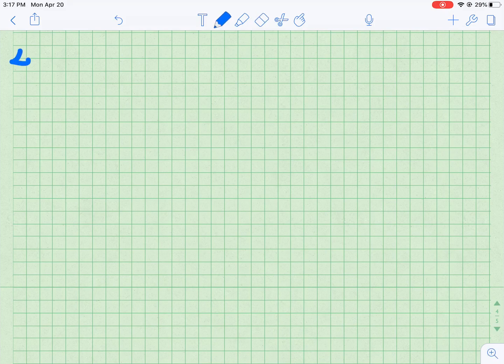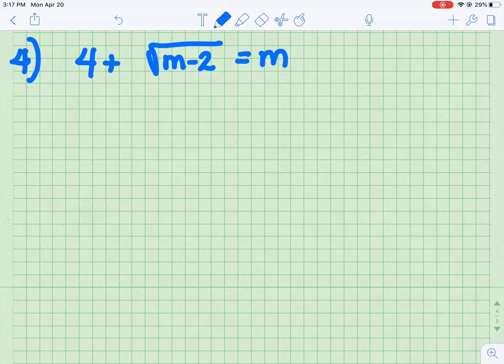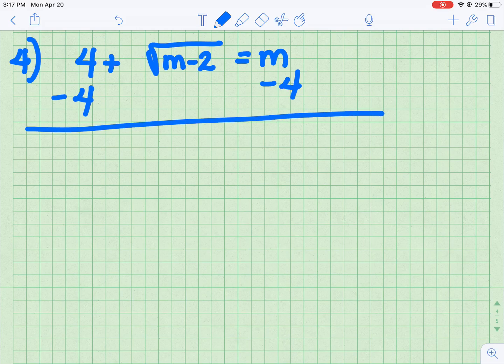Number 4 is 4 plus the square root of m minus 2 equals m. Okay? Again, if you try to square at this step, you're going to have a mess. You can do it, but it's a mess, and you better know your algebra really, really well in order to do it. The simpler way is to subtract 4 from both sides to get the square root by itself. So we have the square root of m minus 2 equals m minus 4.